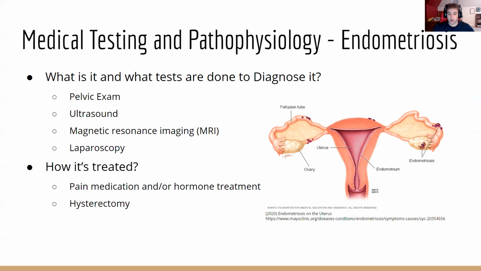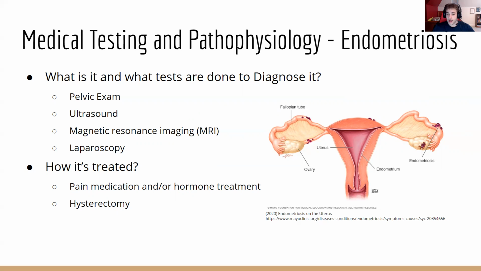MRI uses a strong magnetic field and radio waves to construct extremely detailed images of the organs or tissues it is measuring. MRIs help surgeons to plan where to cut and give surgeons detailed information about the size and location of the endometriosis. The last medical test that can be done is laparoscopy.